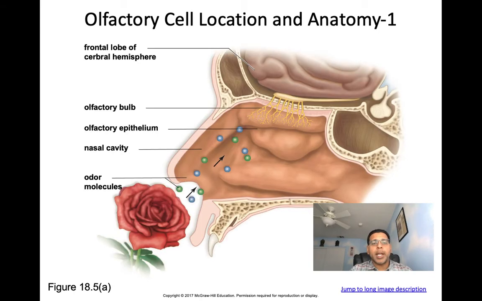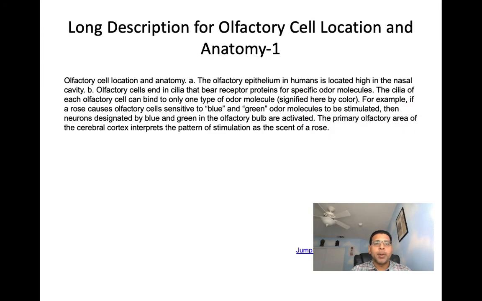So here we can also understand then why sniffing intensifies the sense of smell, right? Because then we tend to draw in more odorants up into the cavity. So here we've got the long description. Again, this information is going to make its way up to the primary olfactory area of the cerebral cortex. That will interpret the pattern of stimulation as the scent of a rose.